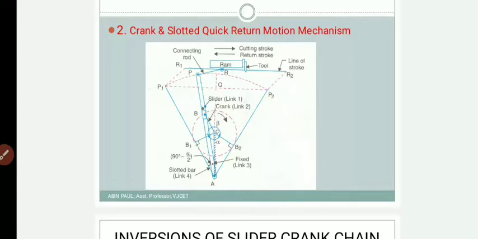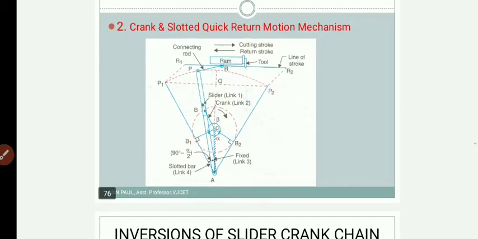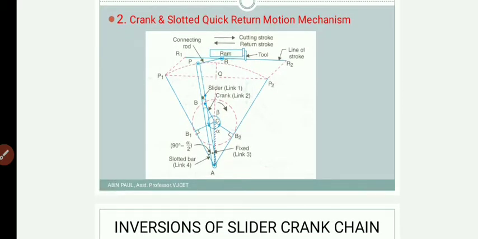The second one is the crank and slotted lever quick return motion mechanism. As the name indicates, this is a quick return motion mechanism. The forward stroke or the working stroke we will get at a slower rate, and the return stroke we will get at a faster rate, so that we can reduce the time lapse. That is the advantage of this mechanism. This mechanism is seen in shaper and slotting machines, etc. So how is that mechanism working?